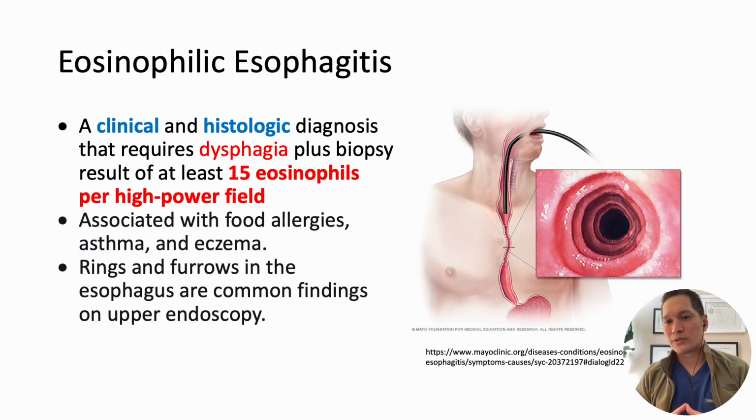It often co-occurs in patients with food allergies, asthma, and eczema. And what is usually seen on upper endoscopy are rings and furrows in the esophagus, as seen on the image to your right.